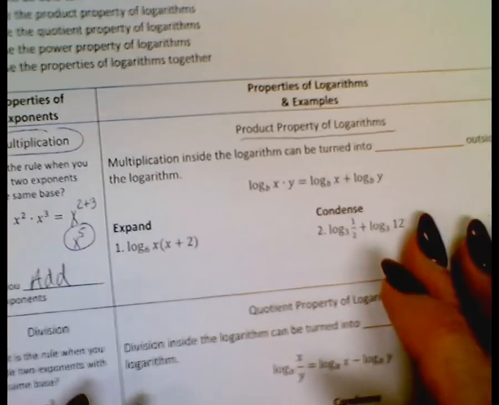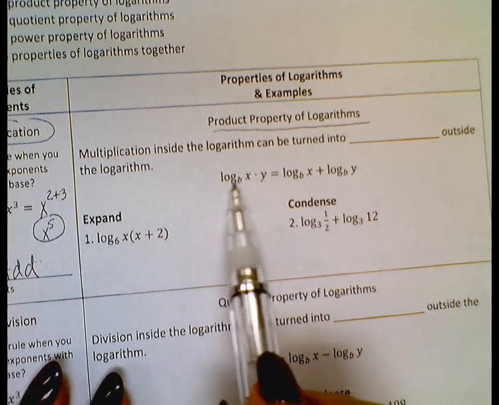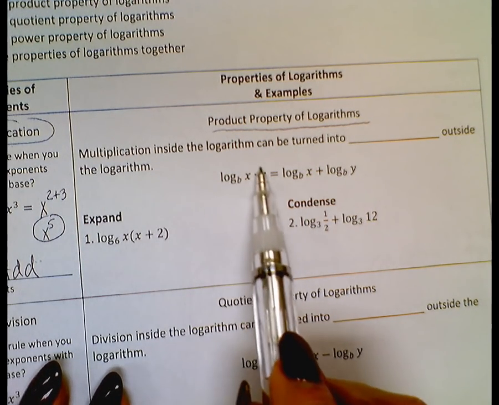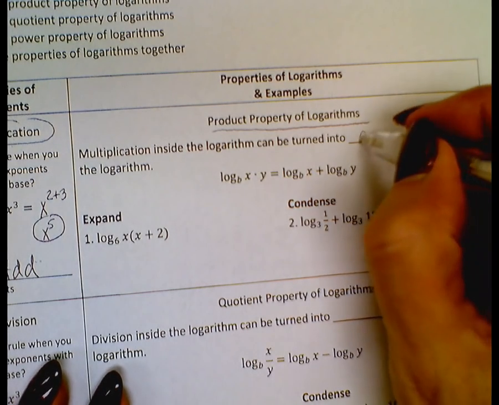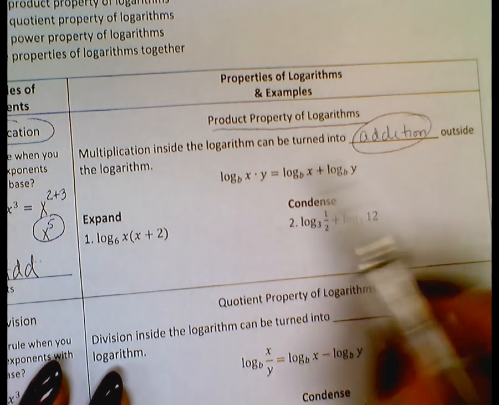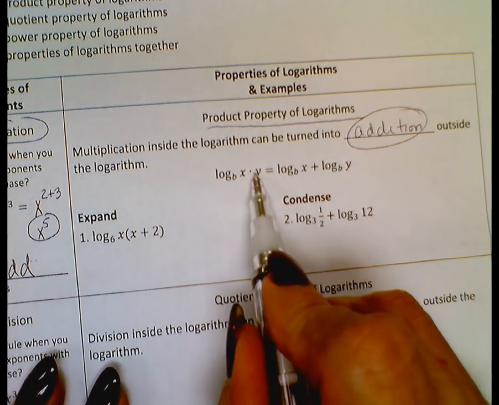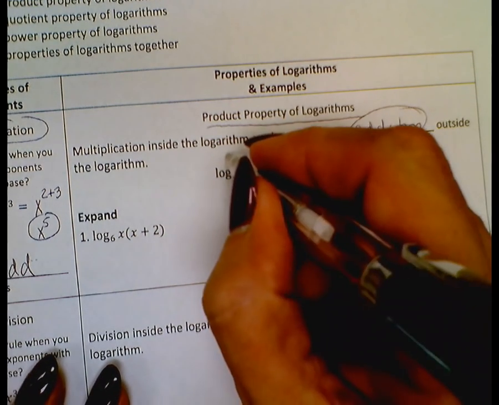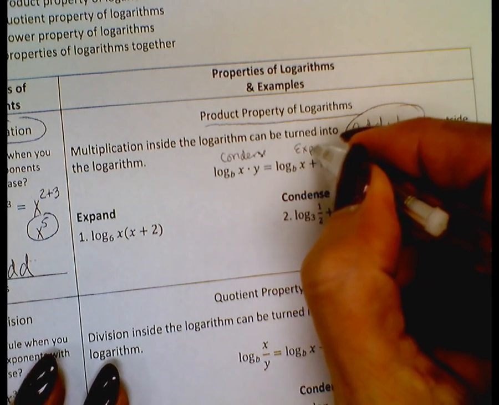So this has something to do with logarithms. What it says is multiplication inside the logarithm. So right now, see, this is inside the logarithm. See how you're multiplying these two? This can be turned into addition outside the logarithm. So this is an example. So you have log base b of x times y. This is called a condensed form. And then what they want us to do is expand it.